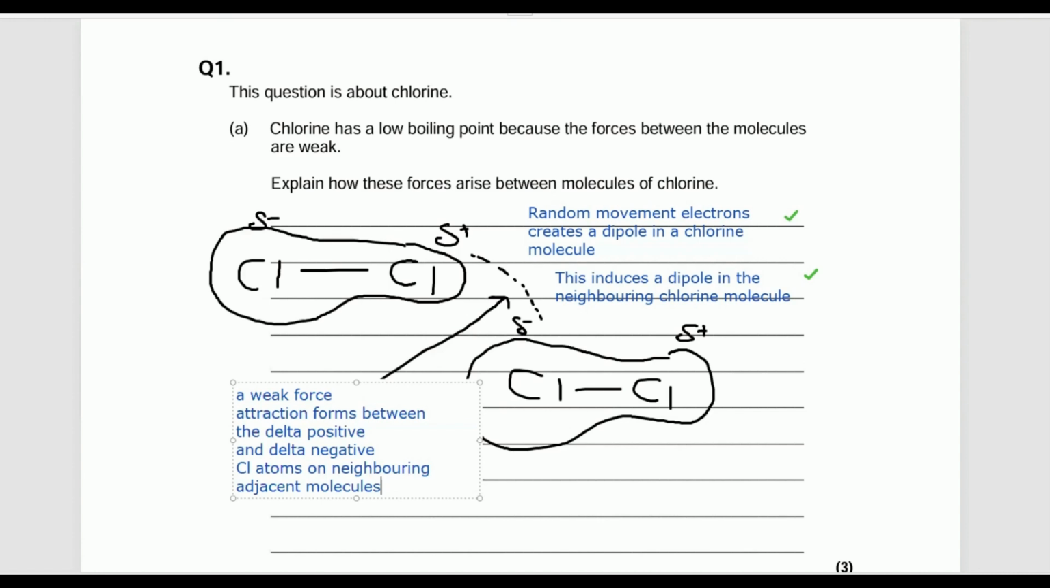Right, so the first two marks are really for describing how the dipole arises in one chlorine molecule, and then how it causes the dipole to arise in the second. And then once those two dipoles are formed, the attraction can form between them. And that's the third mark. And here we go. Let's move on.